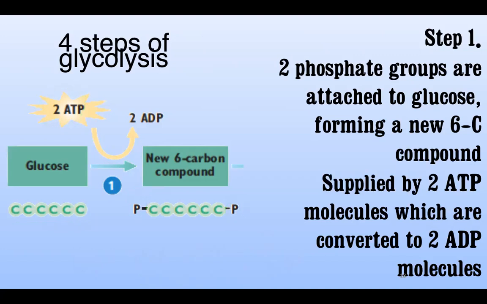So we have in step 1, we're actually going to use 2 ATP. We take a phosphate from each of those. So we're going to produce 2 ADP, which you can see there at the top. And we put a phosphate on each side of glucose.